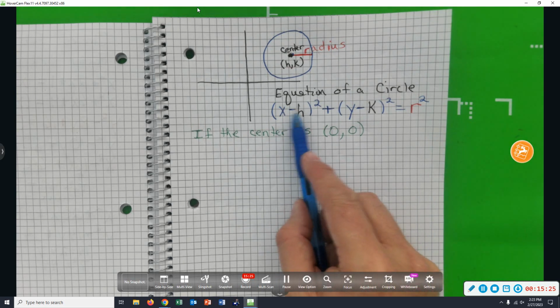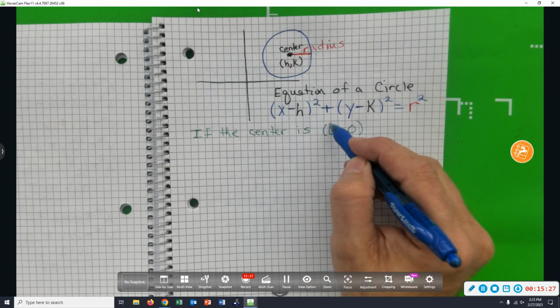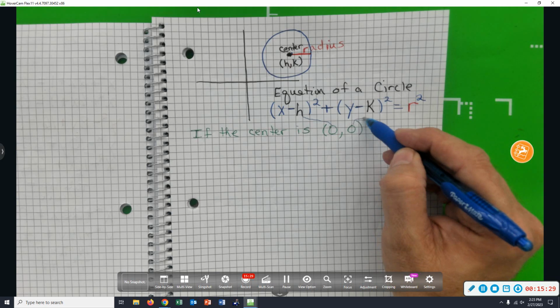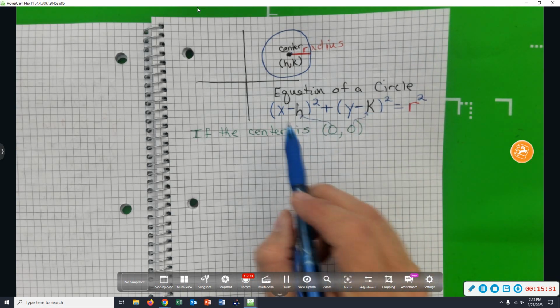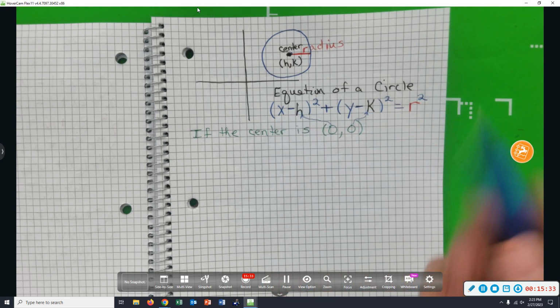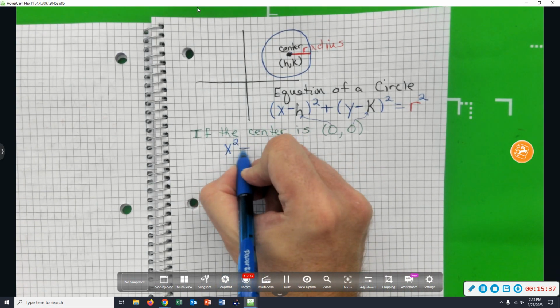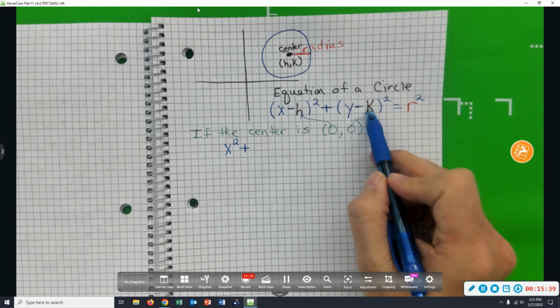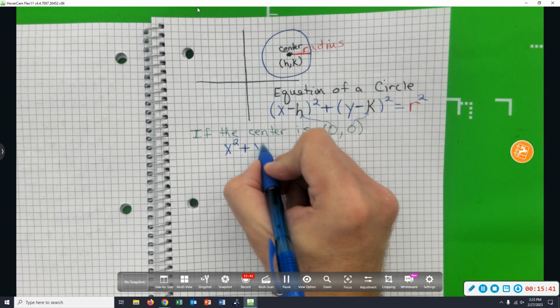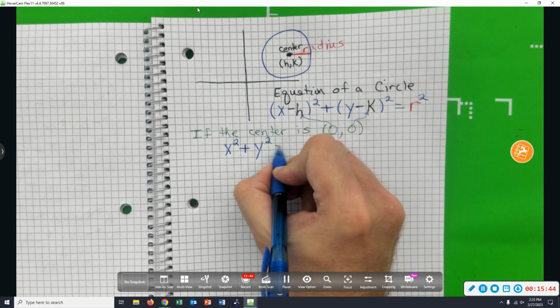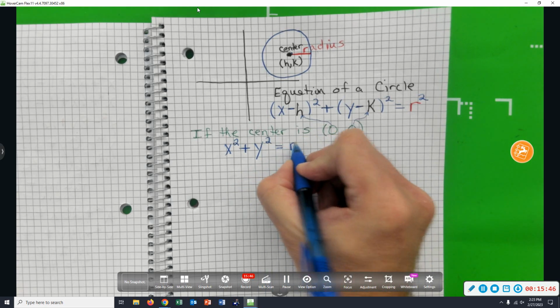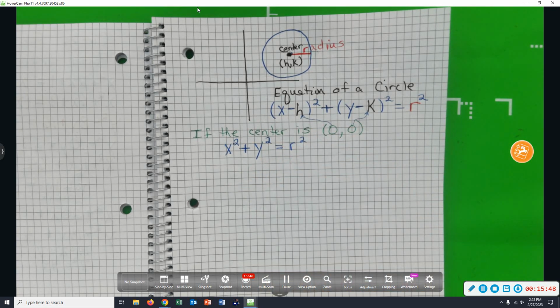am I going to need these parentheses? If I put a 0 in for h and a 0 in for k, x minus 0, we could just write x squared. Y minus 0, we could just write that as y squared equals the radius squared.